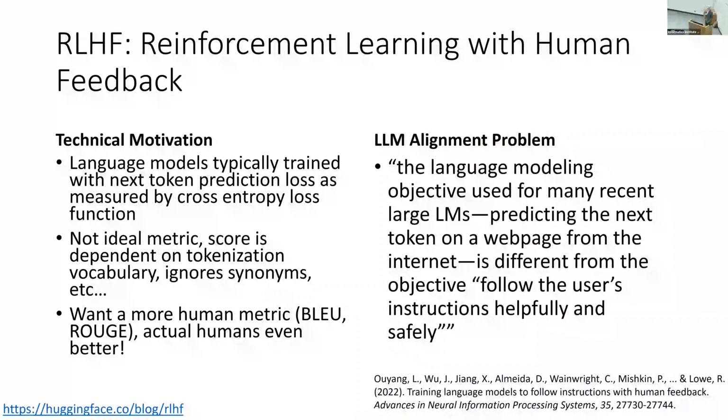So you really want a more human metric. We have some metrics like BLEU and ROUGE, but they're really not that great. Actual humans are much better at saying whether the language is appropriate or not. So that's the motivation here. And there's also what they call the language model alignment problem: the idea that predicting the next token on a web page is just different from what users actually want, which is to helpfully and safely follow the instructions of the user. So RLHF is an attempt to align these two different things together.